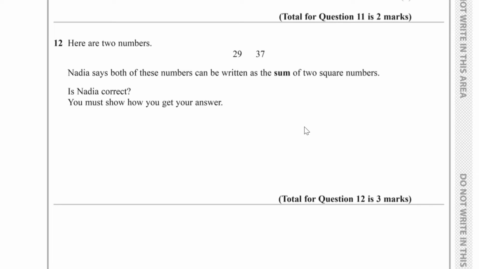Question number 12. Here are two numbers, 29 and 37. Nadia says both of these numbers can be written as the sum of two square numbers. Is Nadia correct? You must show your working. Well, for the square numbers, we've got 1, 4, 9, 16, 25, 36, and then we could continue.